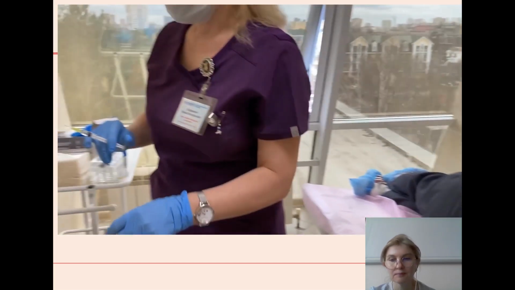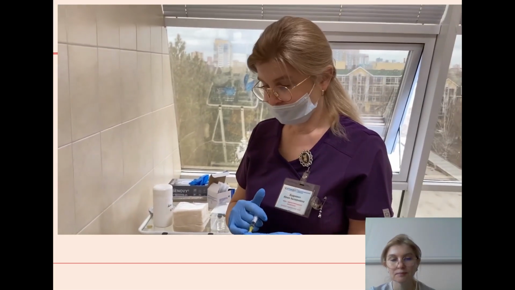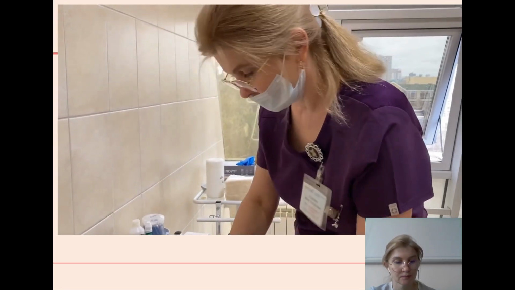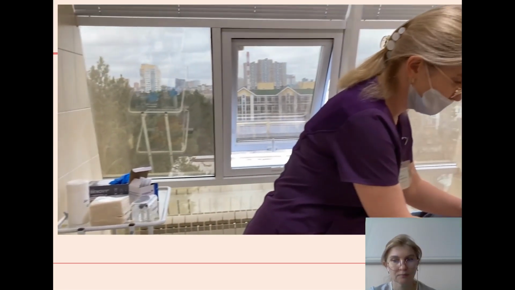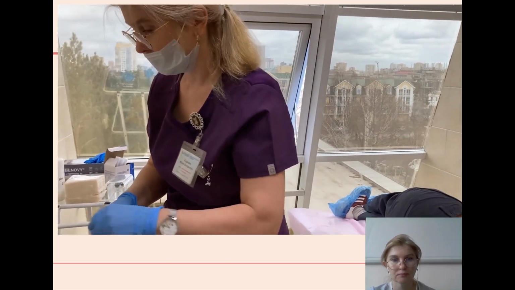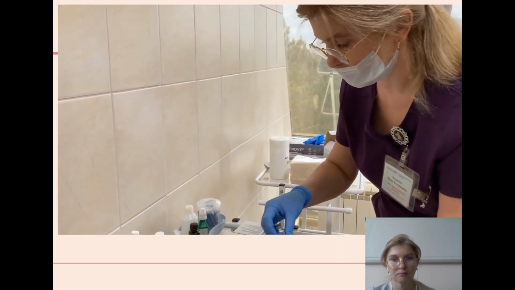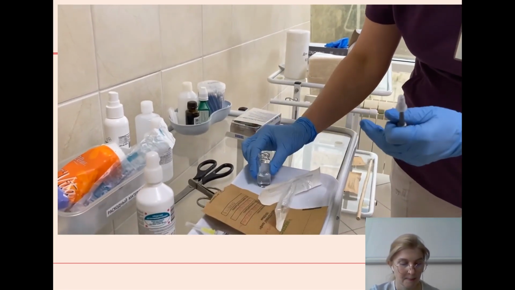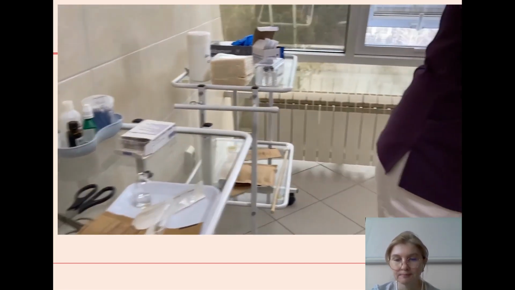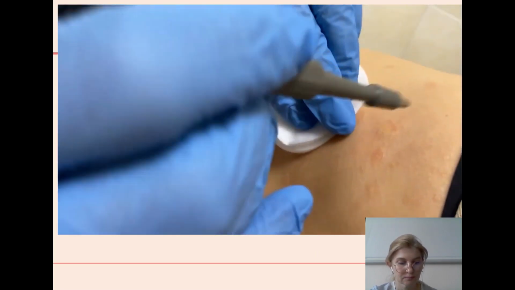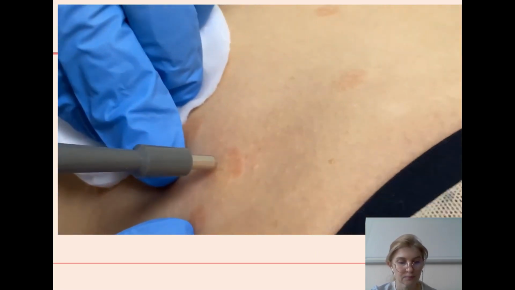Patient said it doesn't hurt. So now we perform the procedure right here on the skin. I'm scrolling the derma punch with pressure.